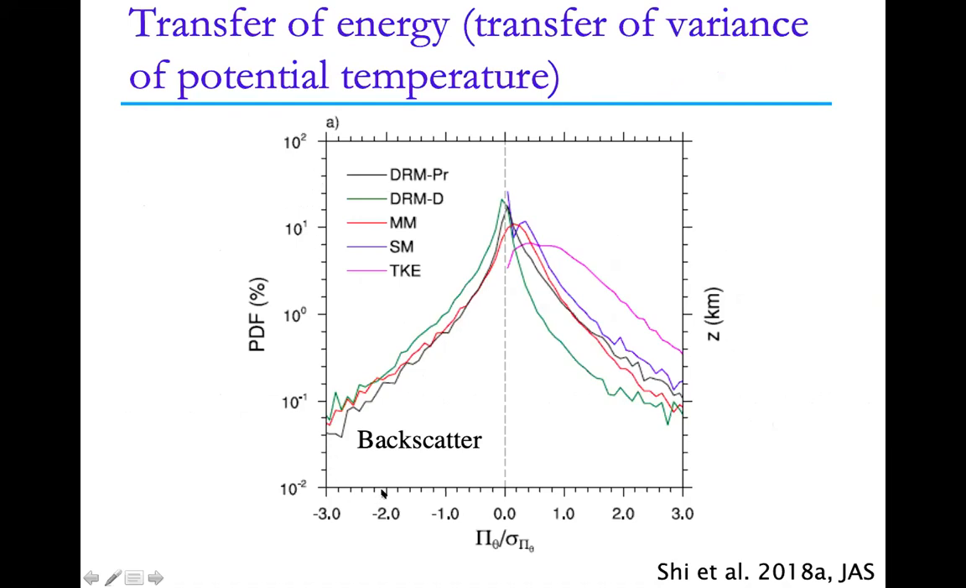And this is a PDF plot showing the transfer of energy, technically the transfer of variance of potential temperature. The positive numbers here, greater than 0, indicate dissipation, and the left side, the negative numbers, indicate backscatter. The Smagorinsky in blue and the TKE in magenta here are only on the positive side. They do not extend to the negative because they do not allow any backscatter, as compared to the DRM, and the red one is just a simplified mixed model.